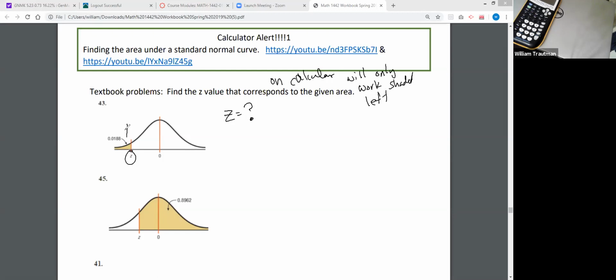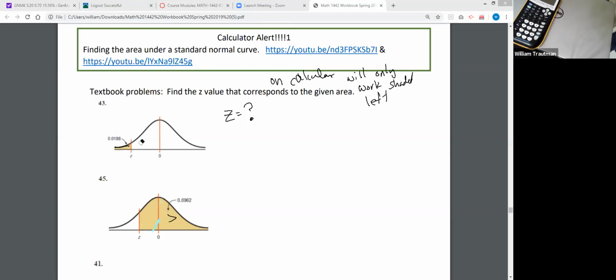Just to show you, if I want to find the z value, it tells me to shade it to the left. See this z value here? Shaded to the right, our calculator won't tell me this, but there's a way of doing it. So our calculator will tell me the z value when I type in this area, only if the shading is to the left, like it is here.